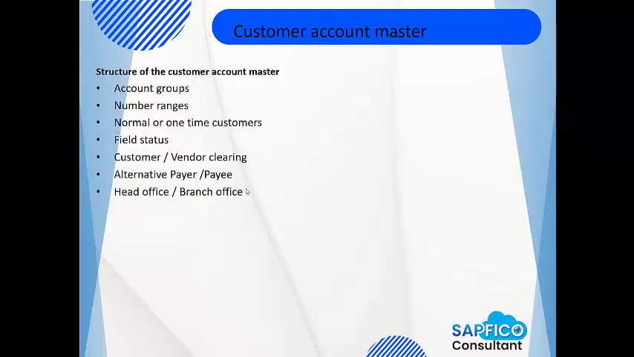Okay. So, the structure of the customer account master. Typically, we start with creating an account group, then the number range, whether it's a normal or one-time customer, the field status, customer, vendor, clearing, alternate. We will understand each of them: what is alternative payer, payee, head office, branch, and all. So, these are the functions within the customer account master.